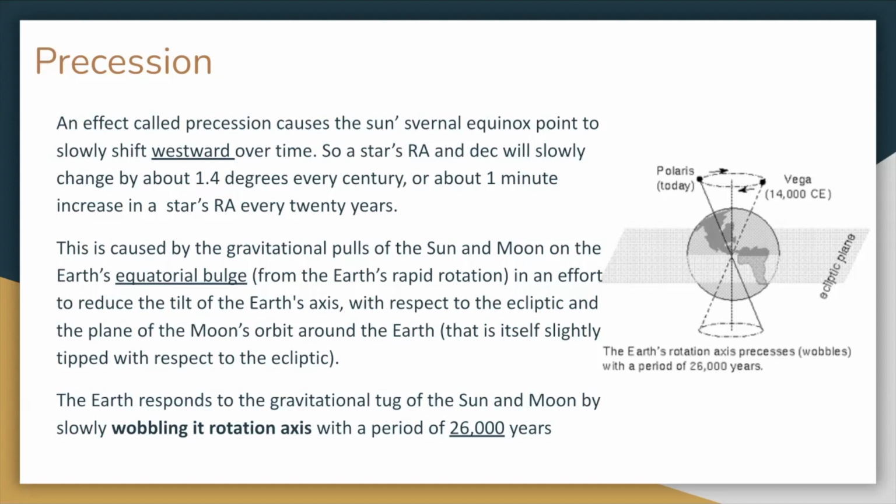Questions on precession? Okay. Yes. So you said that it wobbles, but it also rotates on its axis. Yes. And if it's wobbling and it's becoming unaligned with Polaris, if it's also rotating on its axis, how does it not become unaligned?